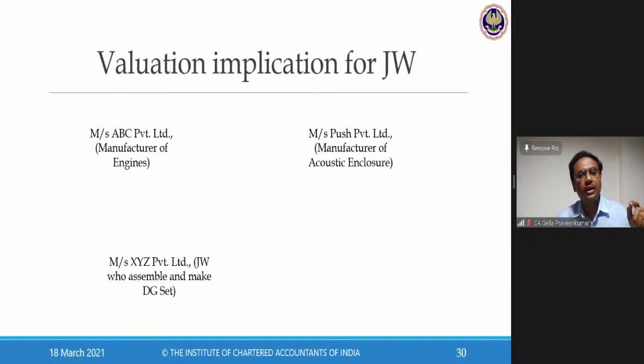There is a job worker called XYZ Private Limited. What does this job worker do? He assembles the engine and the acoustic enclosure with a control panel. I bring the engine, I put an acoustic enclosure on that. In between, I put something called an alternator, that means the control panel. I have the acoustic, I have the engine, all this I assemble and insert a control panel. Then it becomes a DG set.